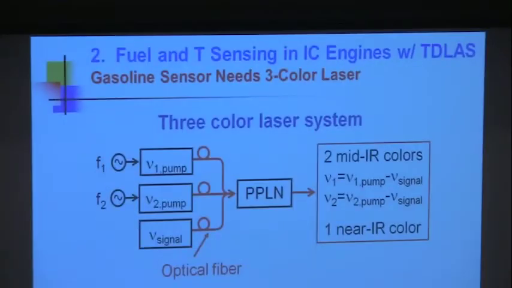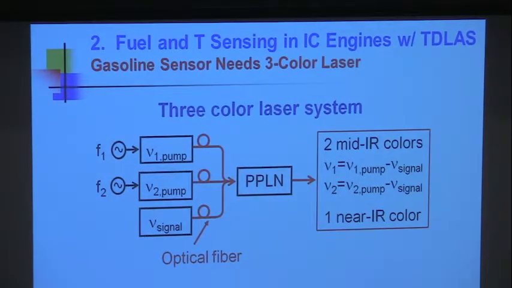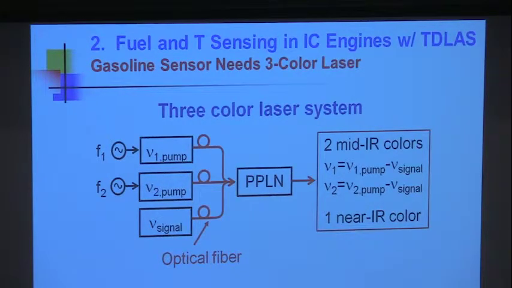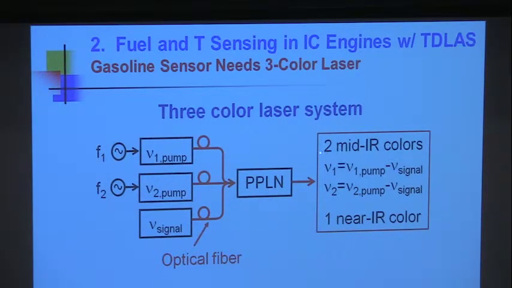Now, we had to generate light. And when we did this, it was not yet possible to buy lasers at the colors that we wanted. So we had to produce them. And this is done by what's called difference frequency generation. So we had to play a trick. If you have so-called pump lasers combined with a signal laser passed through a crystal called periodically poled lithium niobate, you can produce the color that you want. So we could produce the target wavelengths by having basically three lasers, 2 of which were tunable.